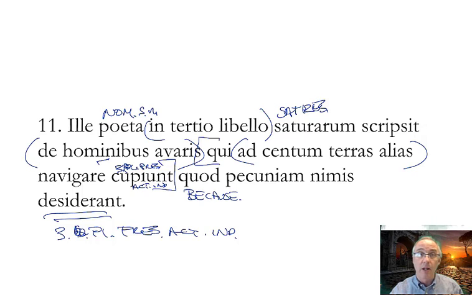So let's take this all together. That poet, in the 3rd book of satires, wrote about greedy men who desire to sail to 100 other lands because they desire money too much.